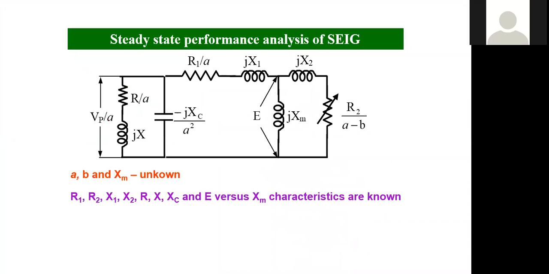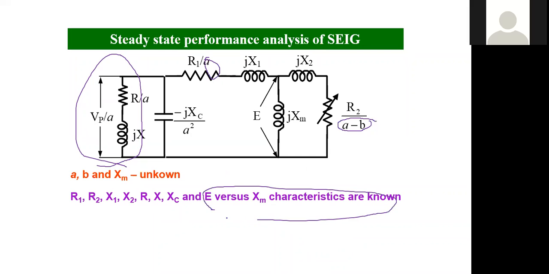So we are converting everything in terms of A minus B for simplification of the analysis. This is the reflected resistance and the reflected reactance at the stator terminal. For computing the performance of the generator, we require R1, R2, X1, X2, Rx, that is the load reflected resistance, the reflected reactance, and the capacitance value. Then the E versus Xm characteristics.